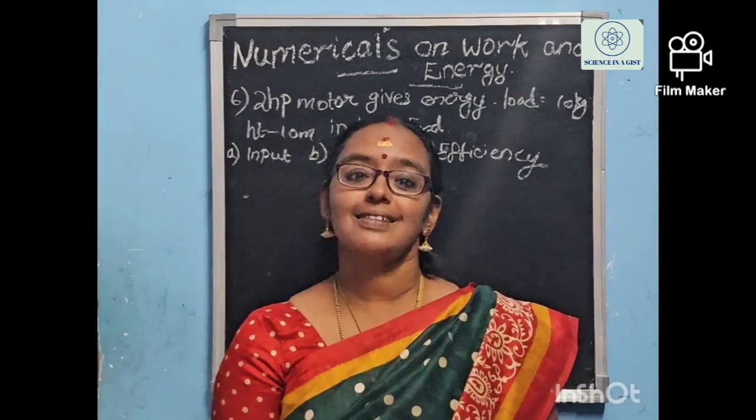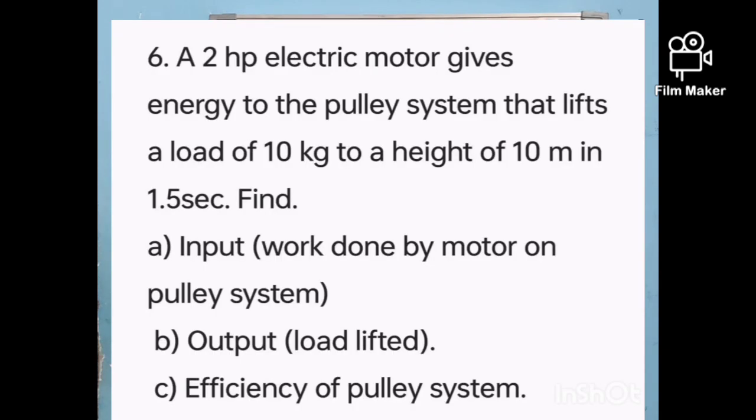Okay. Now, sixth and last question. A 2 HP electric motor gives energy to the pulley system that lifts the load of 10 kg to a height of 10 meter in 1.5 seconds. Find A, input, that is work done by the motor on pulley system. B, output, the load lifted. And C, efficiency of the pulley.